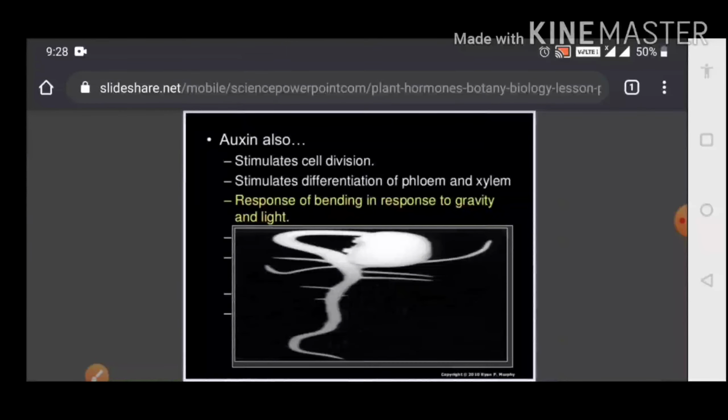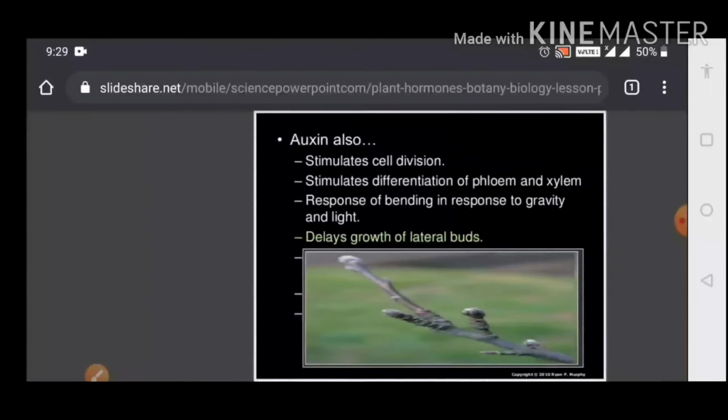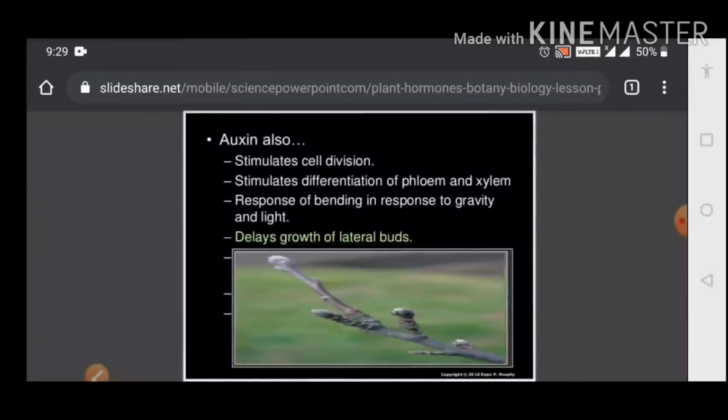So these are the different functions of auxin, right? Along with this, the auxin also delays the growth of lateral buds in the stems. Very interesting, isn't it? It is stimulating the apical growth, but it is delaying the growth of the buds, the lateral buds. That means auxin always wants the stem to elongate, not to branch.